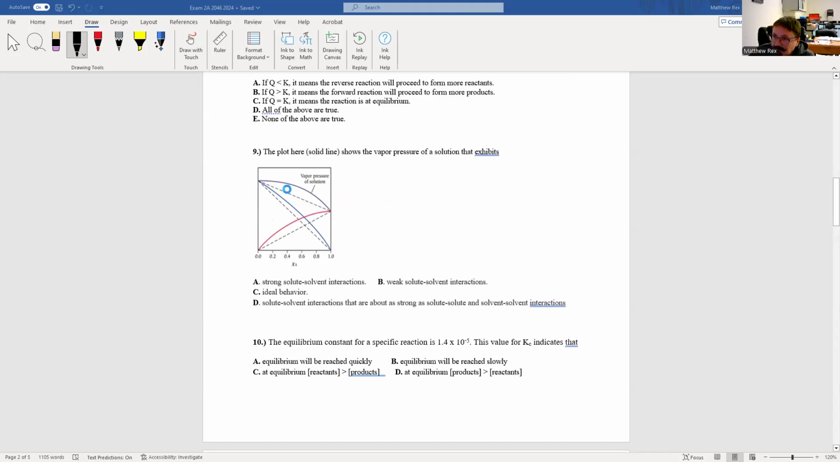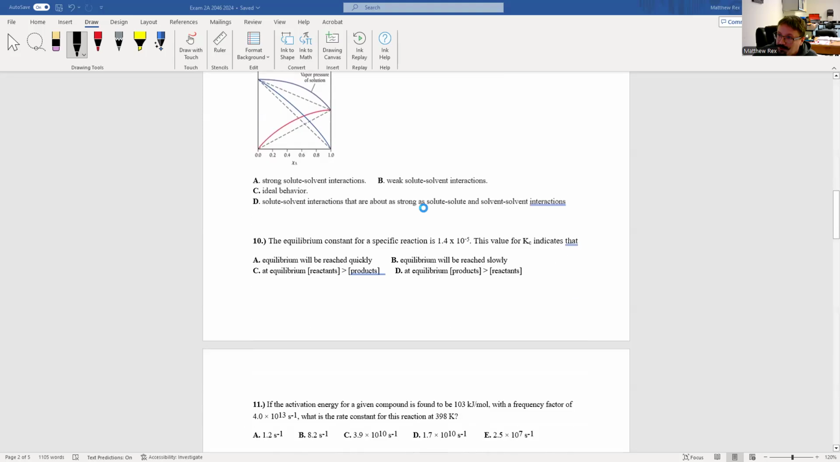For question 9, the dashed lines represent our solvent and solute, red for the solvent, blue for the solute, and then the topmost dashed line below the purple one here is going to be your solution. In an ideal solution, we are looking at the straight lines, the dashed lines. Our actual has a larger vapor pressure than predicted, so that would mean the solution would have weaker solute-solvent interactions to give us that greater vapor pressure.